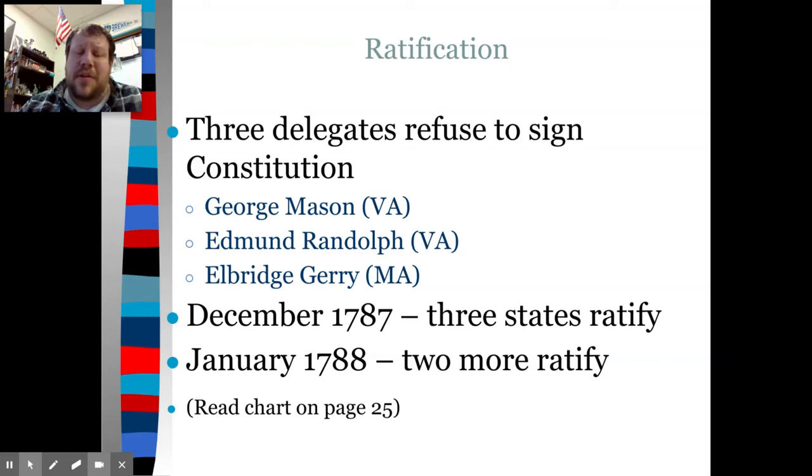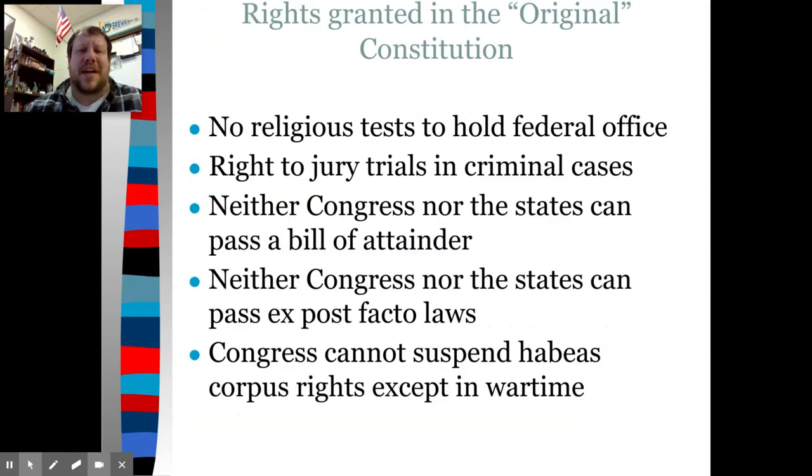Right off the bat, Delaware was the first one because they wanted to be the first one to do it, right? They get 3 by then, and then they get 2 more in just January 1788. And if you look at the chart on page 25 of your textbook, you'll see when every state does it, the 10th state being, I believe, Virginia, and New York being the 11th. New York was the biggest state where the debate was, where they were almost torn on it. And when we get to the ratification discussion with Federalists and Anti-Federalists, New York is the center of that debate.